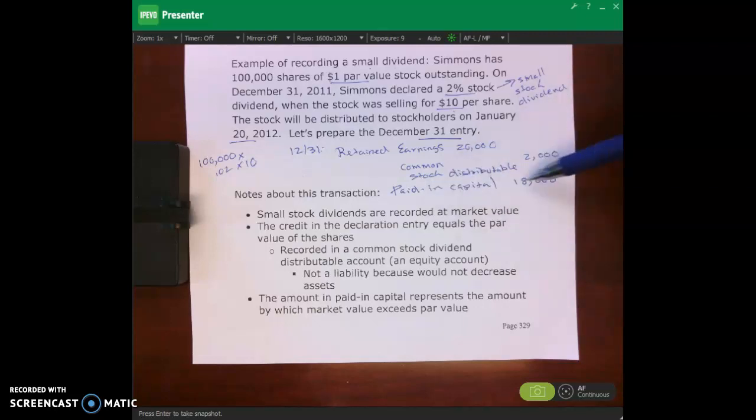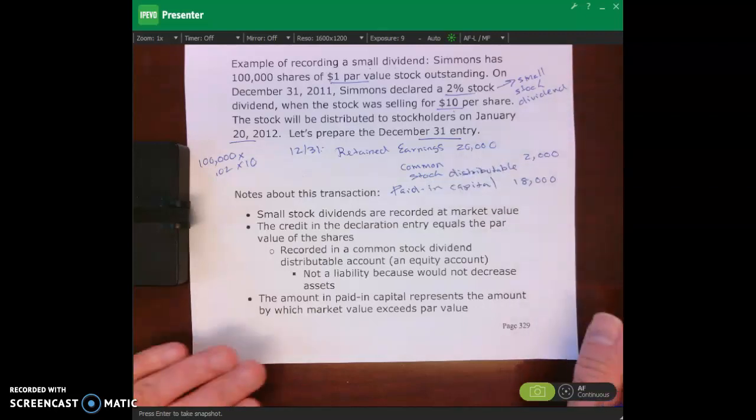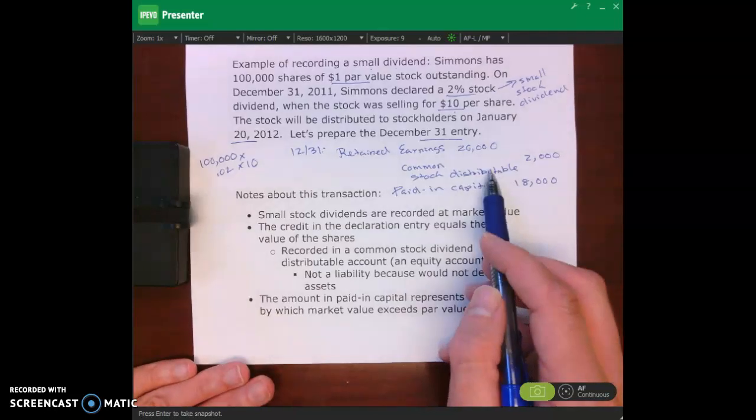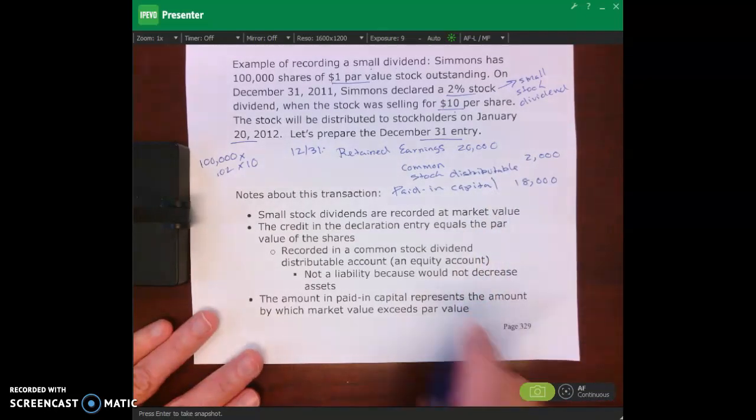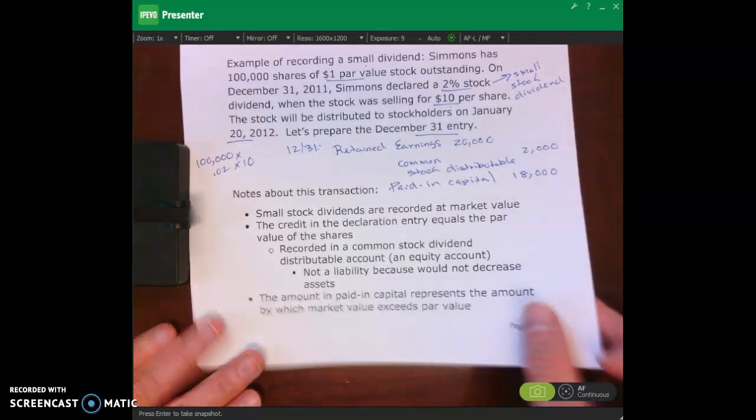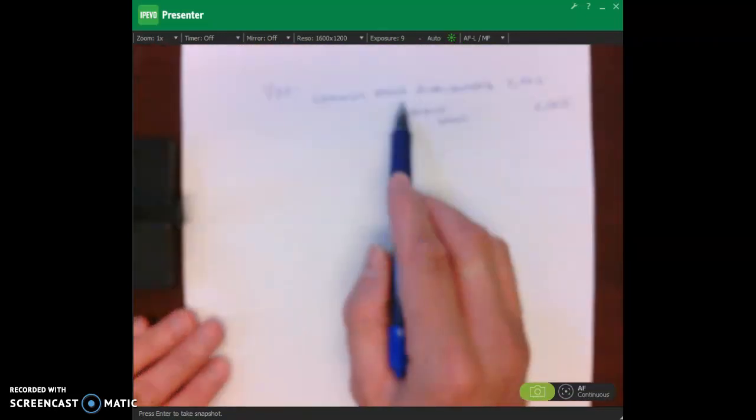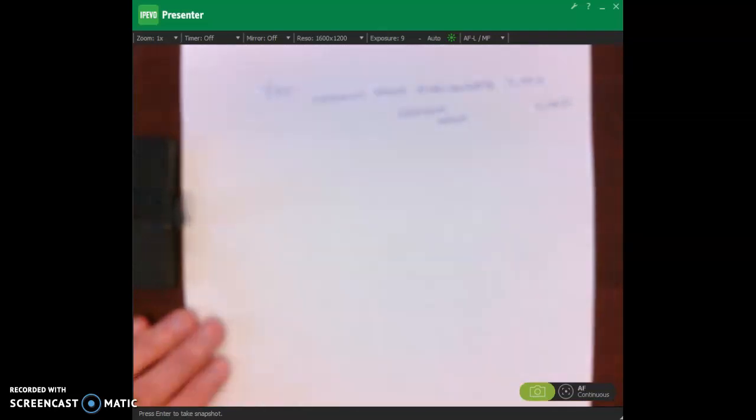and then we credit our paid-in capital, which was the difference between the par value and the market value. And this was on the date of declaration. And then on the 20th, we removed our common stock.